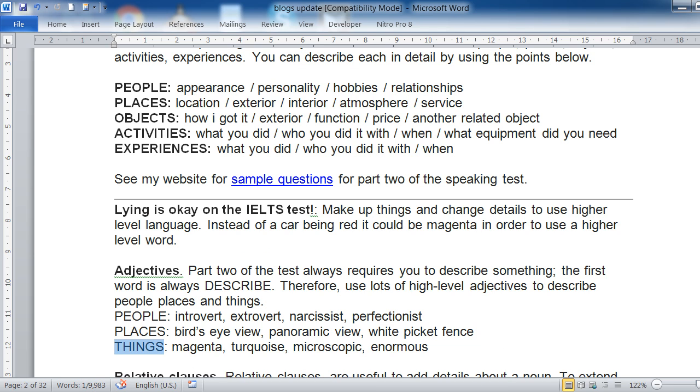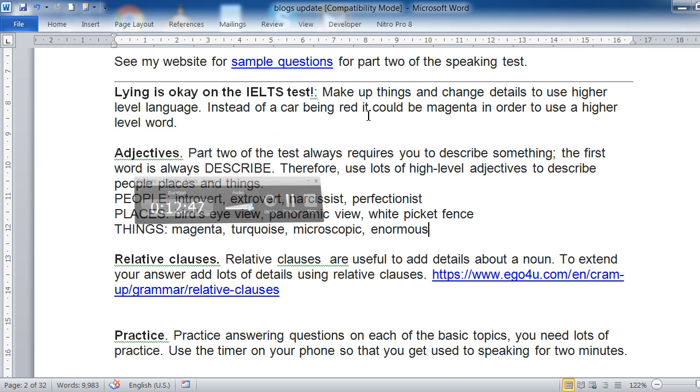When we talk about things, we can talk about colours such as magenta and turquoise. We can talk about size such as microscopic, very, very small, needing a microscope to see it. Or the opposite, enormous, something being huge. So we've got adjectives to describe these things.